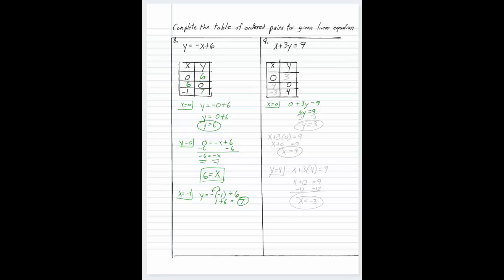And now, let's replace y with 4. So we get, well, let me set that up. So we get x plus 3 times 4 equals 9. Well, 3 times 4 is 12. And if I subtract 12, I'm left with x equals minus 3. And we have our solutions.